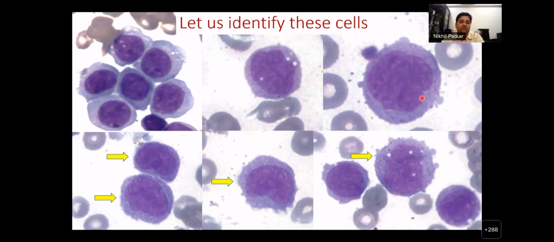So a brain or even cauliflower. This is how these brain-like or cauliflower-like nuclei look. And they again have a blue-gray cytoplasm, but they also seem to have some dark red granules inside them. And these are promonocytes.